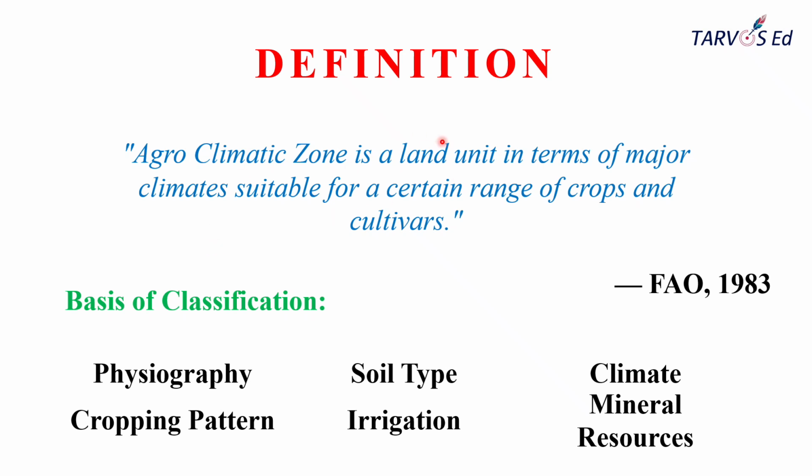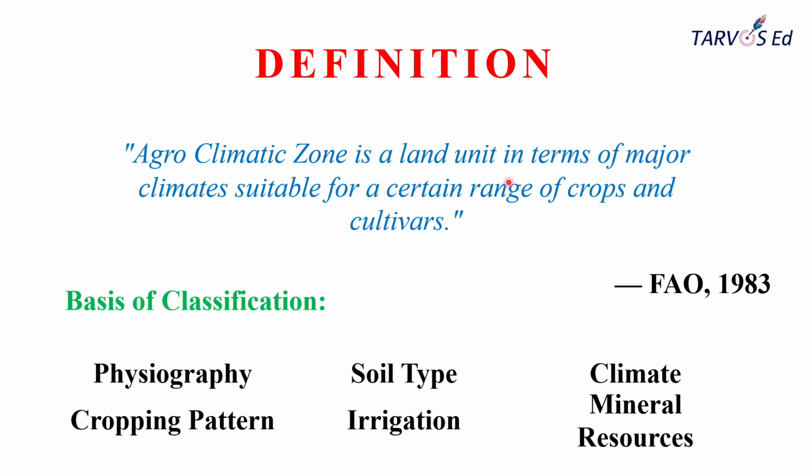Before we go into the 15 zones in detail, let's understand what an agroclimatic zone actually means. As per FAO, Food and Agriculture Organization, 1983, an agroclimatic zone is defined as a land unit in terms of major climates suitable for a certain range of crops and cultivars.